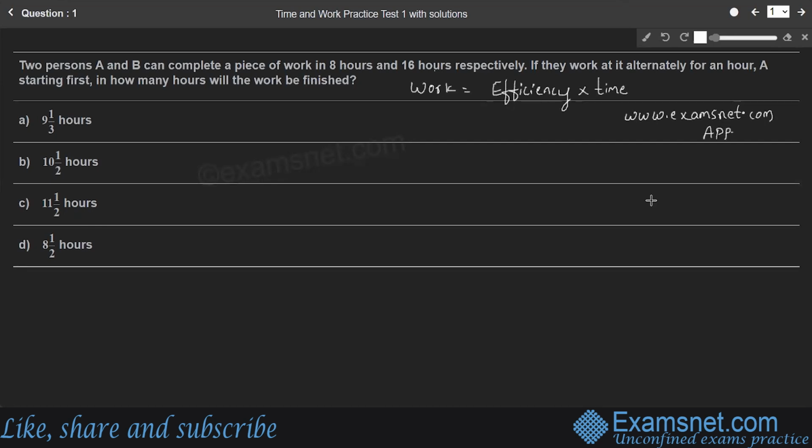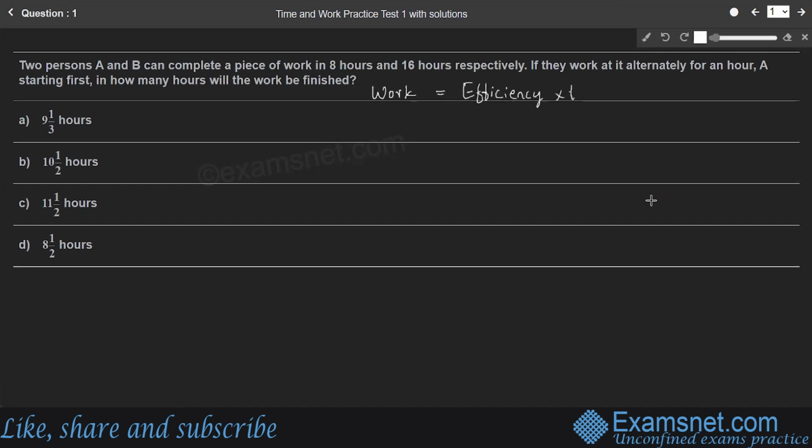Let's begin with question number 1. Two persons A and B can complete a piece of work in 8 hours and 16 hours respectively. If they work at it alternatively for an hour, A starting first, in how many hours will the work be finished? So students, we'll mention the formula first. Work is equal to efficiency into time.